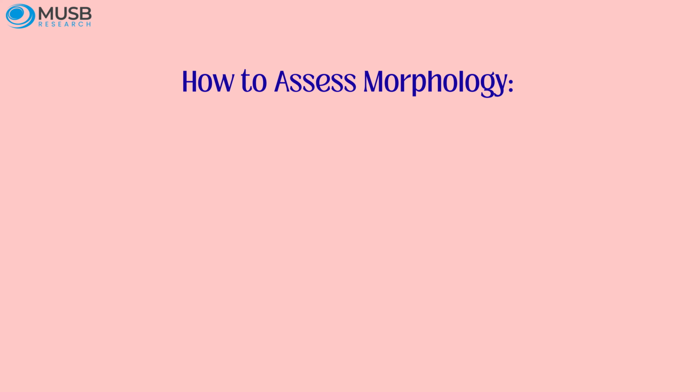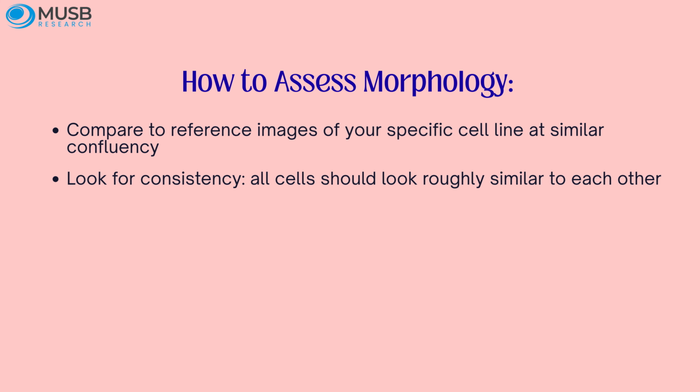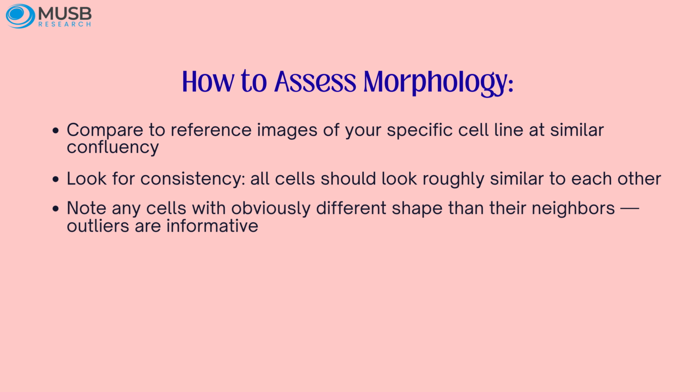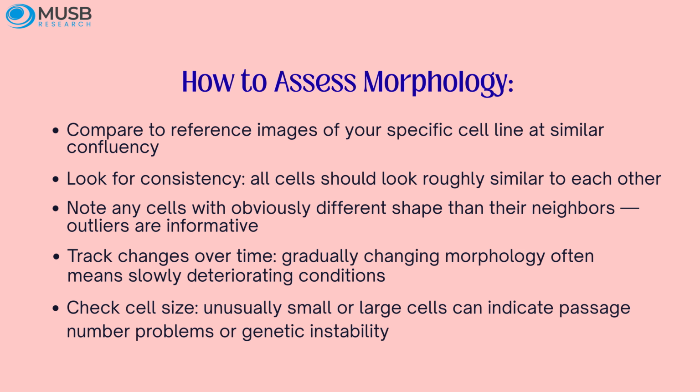How to assess morphology. Compare to reference images of your specific cell line at similar confluency. Look for consistency. All cells should look roughly similar to each other. Note any cells with obviously different shape than their neighbors. Outliers are informative. Track changes over time. Gradually changing morphology often means slowly deteriorating conditions. Check cell size. Unusually small or large cells can indicate passage number problems or genetic instability.